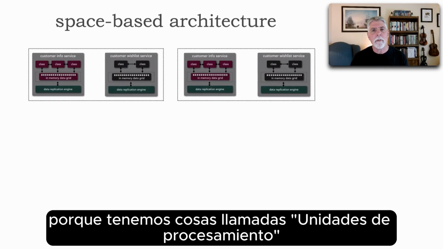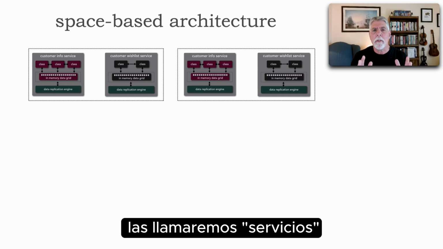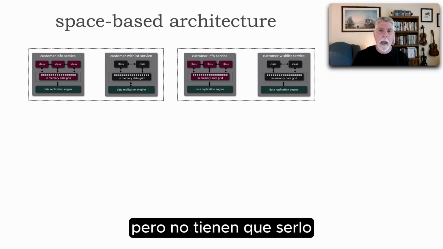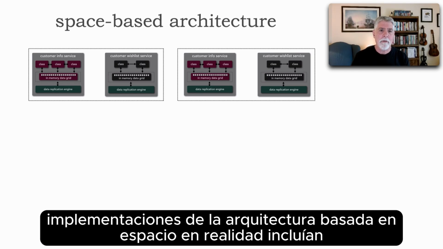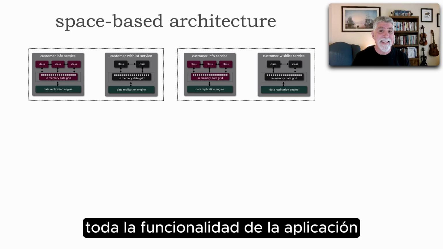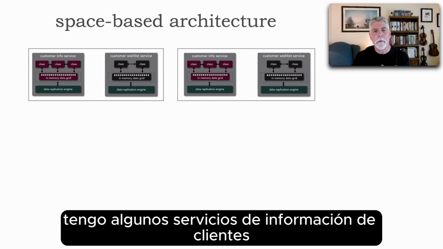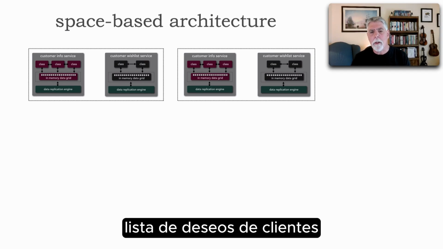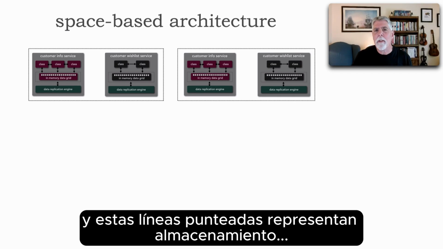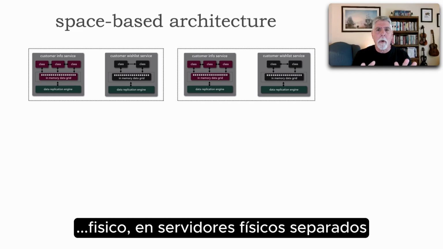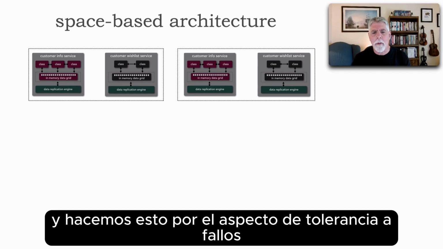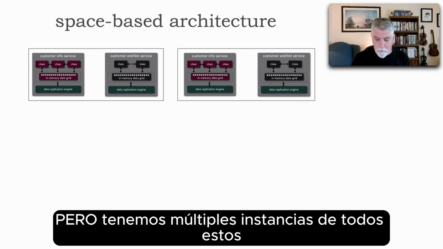Because we do have things called processing units. And now, for the sake of argument, we'll call these services. But they don't have to be, because early implementations of space-based actually included the entire application functionality in one processing unit. But notice here I've got some customer information services, customer wish list, and these dotted lines represent separate physical storage on these. They're separate physical servers. And we do that for fault tolerance aspect. But we have multiple instances of all of these.